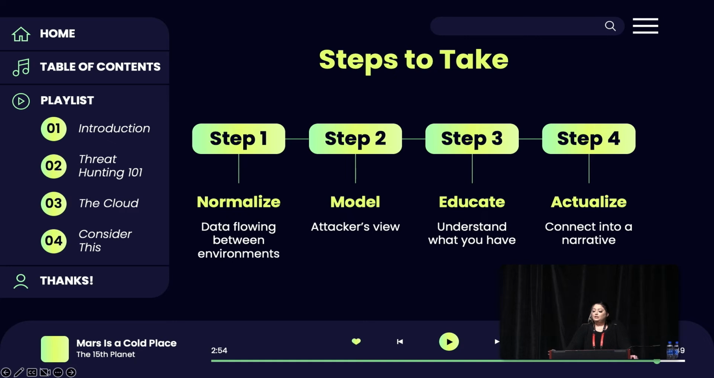Number 2, understanding systematic threat modeling. So taking attacker's view of the application can really help you develop hypotheses and threat model a little bit better. So again, it comes back to the psychology of the attacker. What are they looking for? What do you have that would be valuable to them? Number 3, education. So you want to understand what you have and how it fits together with each other. If you're duplicating a lot of things from cloud to cloud, that could be a potential issue down the road. You also, step 4, want to actualize. So you want to connect everything into a narrative. How does it all connect together? How does it work together? And how does it support each other if you're using separate cloud service providers and different services across those providers?